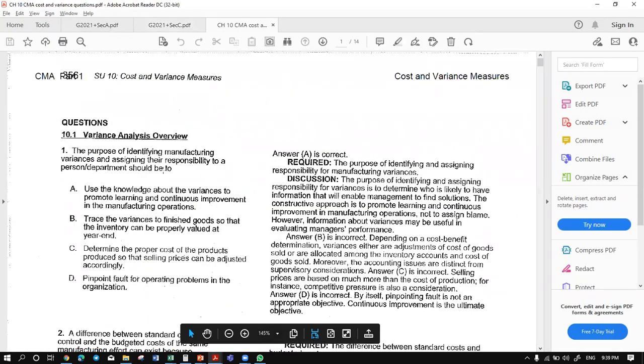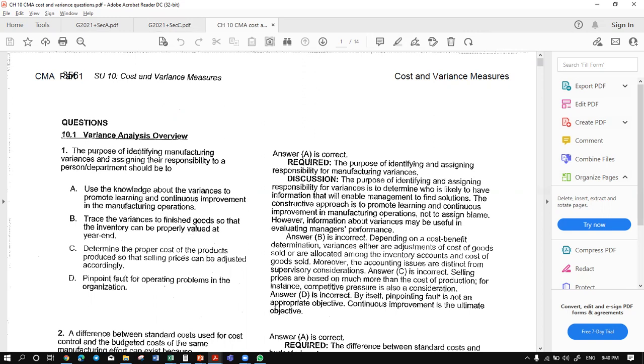Okay, now we are doing the variance question. The purpose of identifying manufacturing variance and assigning responsibility to a person or department should be to use the knowledge about the variances to promote learning and continuous improvement, right? So learning and continuous improvement, basically we are looking at the learning curve, not tracing the variance to finished goods so that the inventory can be properly valued at year end.